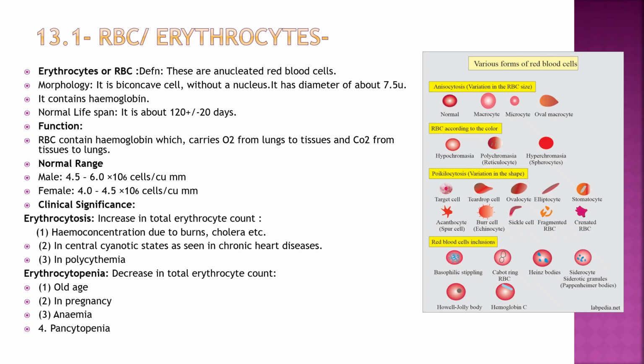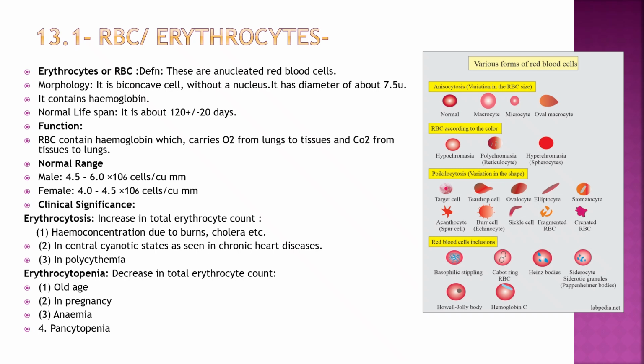They are anucleated biconcave cells, and normally in male they are 4.5 to 6 million cells, and in female 4 to 4.5 million cells per cubic millimeter. If the RBC count is increased than the normal range, it is called as erythrocytosis.